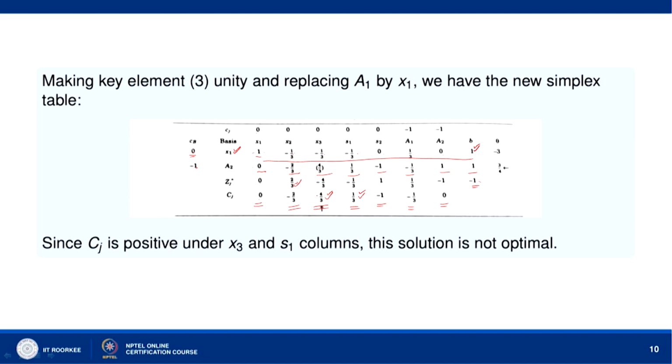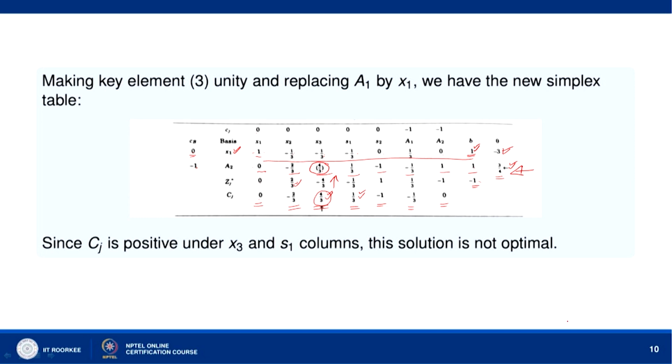So, maximum is 4 by 3, this is maximum. So, this is our key column. Now we have to find the key row. So, divide: 1 divided by minus 1 by 3, we get minus 3, and divide 1 by 4 by 3, we get 3 by 4. Minimum positive value we have to consider here in the theta column. So, minimum positive value is 3 by 4. So, this is our key row and this is our key column. So, this is our key element.